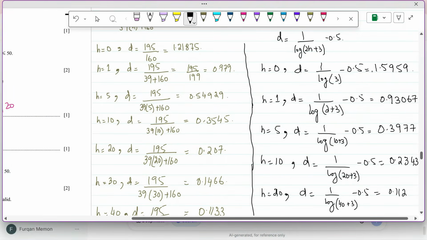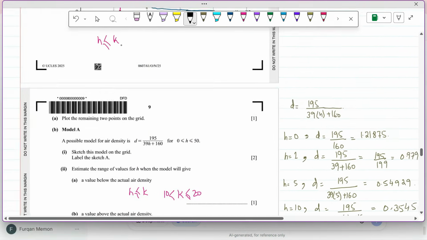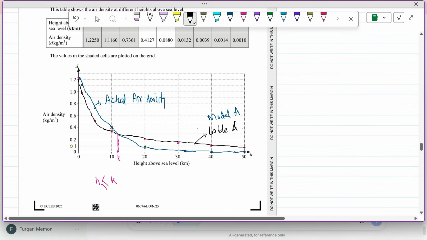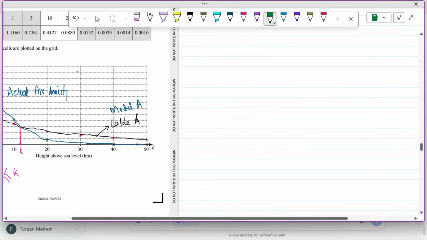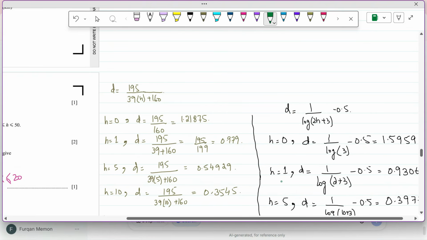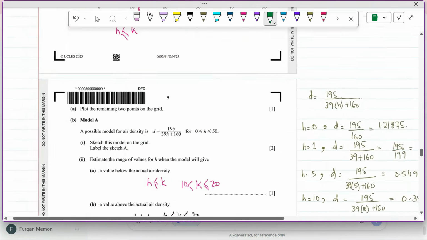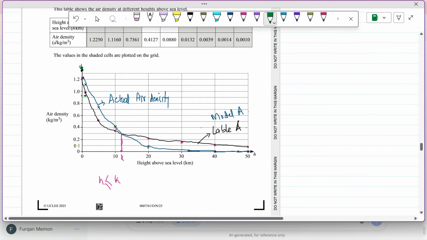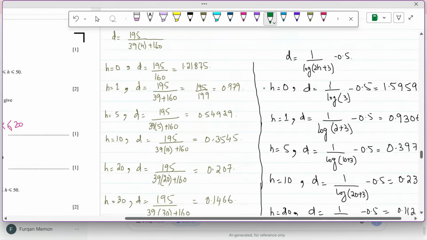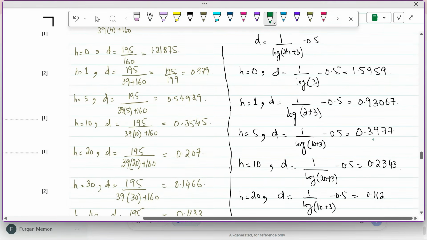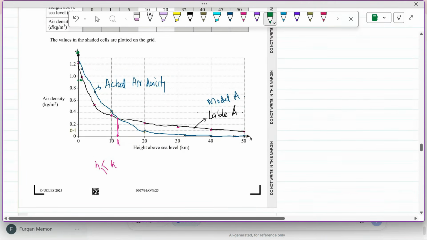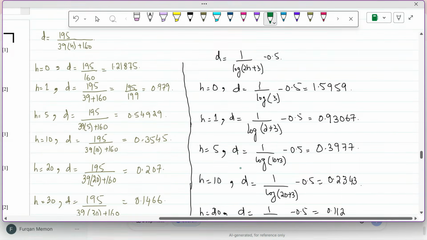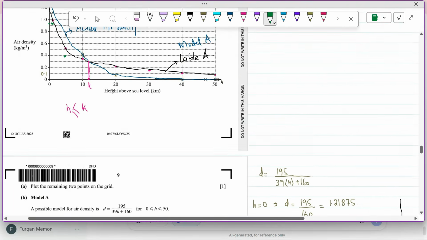When we have the height 0, we have 1.59, which is around 1.6. So this will be the point 1.59. When we have the height 1, we have the point 0.93 here. When height is 1, we have the density 0.93. So this one. When we have the height 5, we have the density 0.39, just below the point 4. This one. When height is 10, density is 0.23, just here.